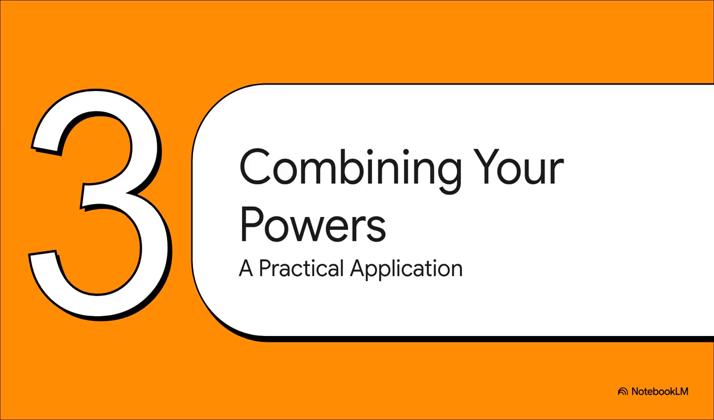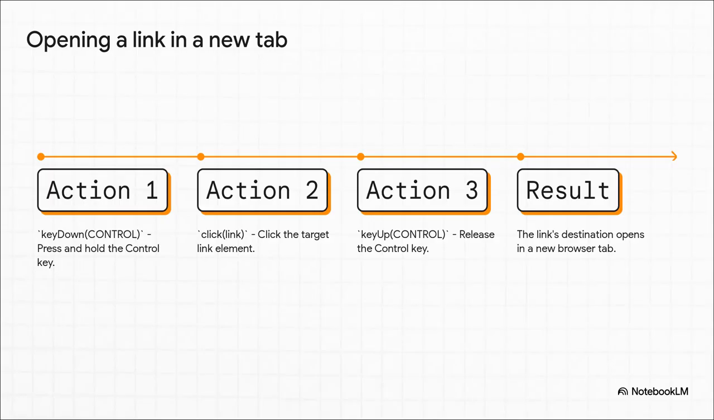So, we figured out precise mouse movements, and we've cracked complex keyboard shortcuts. Now let's see what happens when we combine these powers to solve a really common practical problem. So, how do you open a link in a new tab without right-clicking? You hold down the Control key and you click the link, right? Well, we can automate that exact sequence.